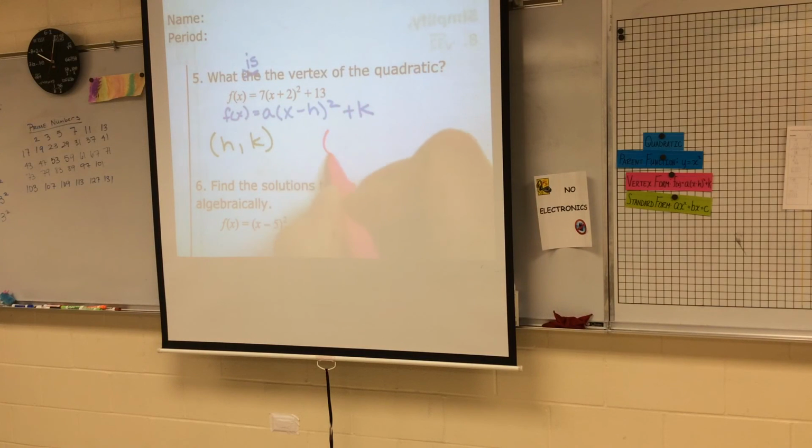Negative 2 and 13. Why is it negative? Here this says plus 2. We have to change the sign. Remember, those x's do what? They lie. All of your x's lie.